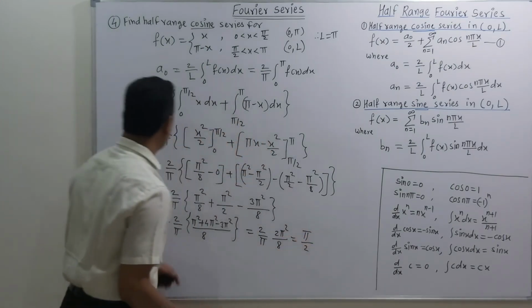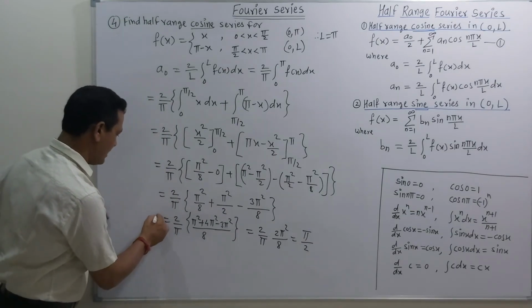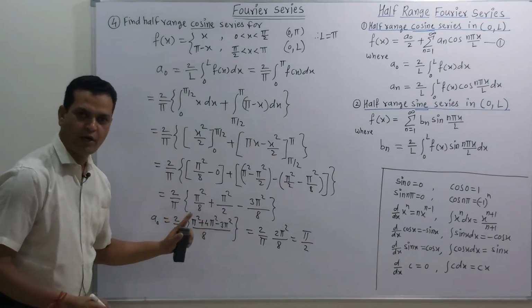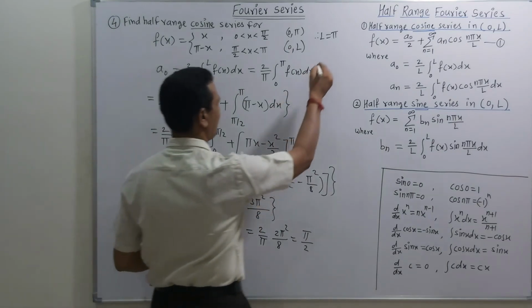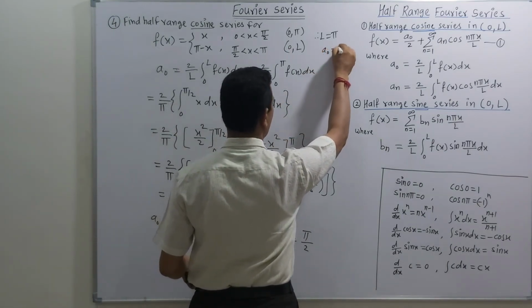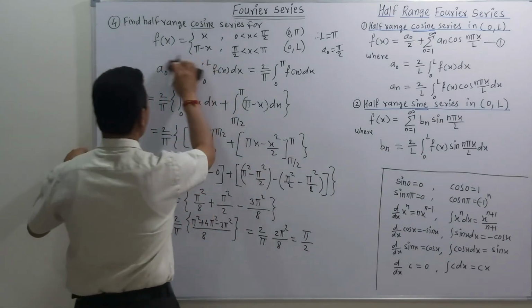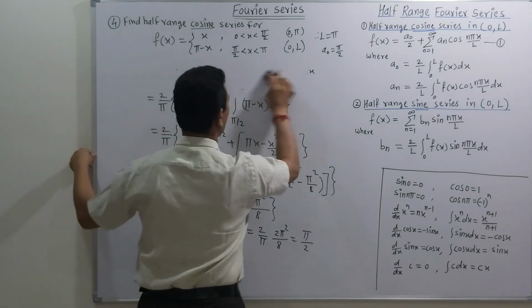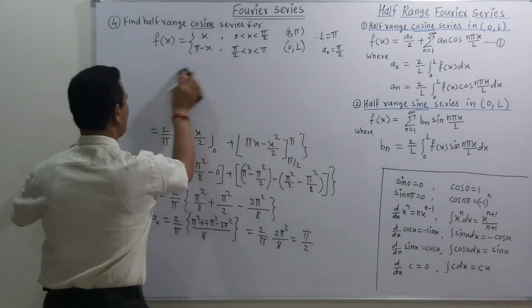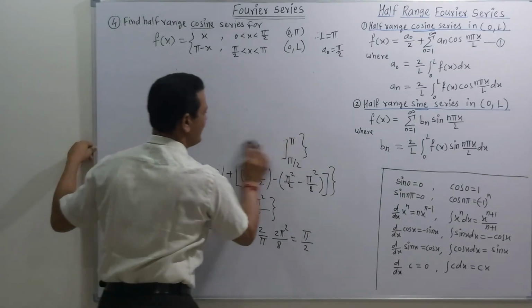So the value of the first coefficient a naught is pi by 2. Let's write the value of a naught equal to pi by 2 here for further substitution. So in this way we calculate the value of the first coefficient. Now our next aim is to find the value of the second coefficient.